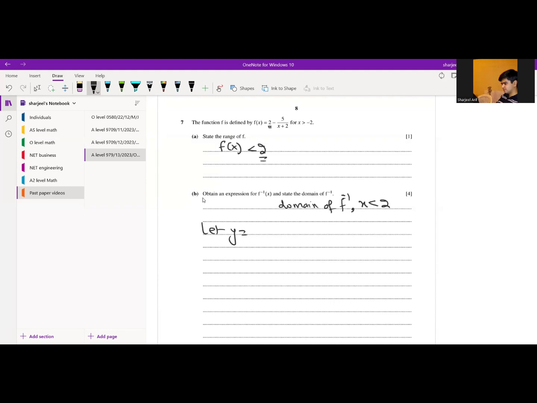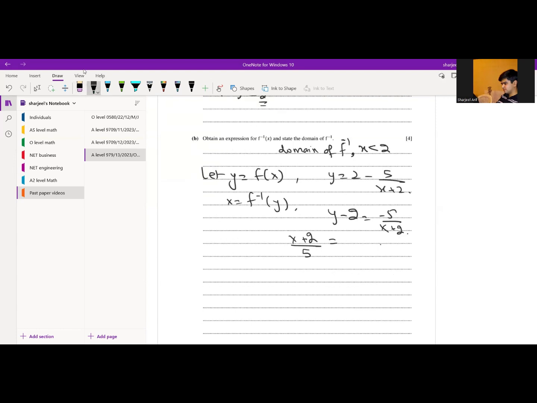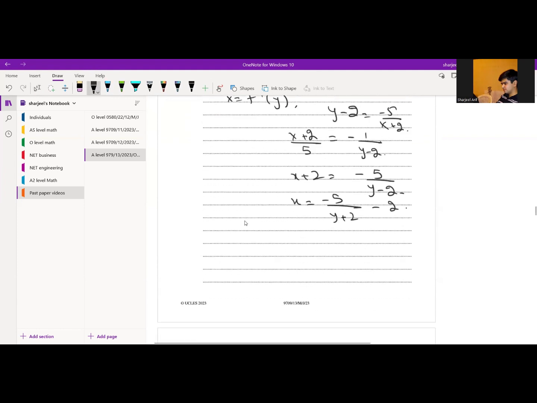So we'll follow the steps. Let y equal f of x. Then x will be equal to f inverse of y. For the second part, y will be equal to 2 minus 5 over x plus 2. Now we have to make x the subject. So this will be y minus 2 equals minus 5 over x plus 2. Then x plus 2 will be equal to minus 5 over y minus 2, and x will be equal to that minus 2. So that will be the value of the inverse function.